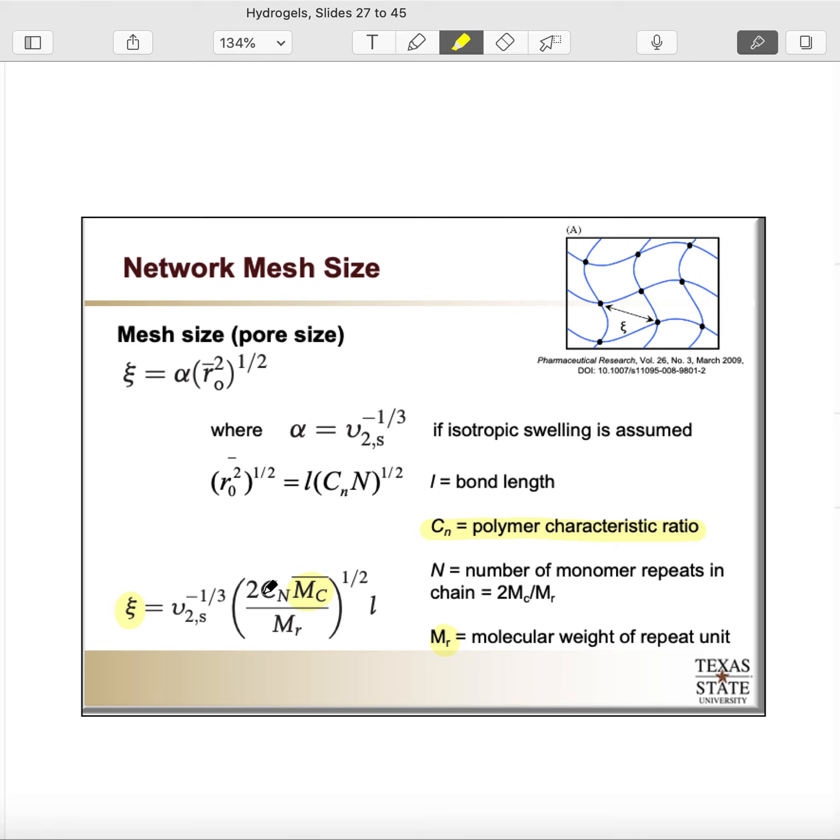And now, I'll just leave it at that. The top equation is not really that important, because this is what you would actually be utilizing in order to measure your mesh size after calculating the molecular weight between crosslinks from the previous equations.